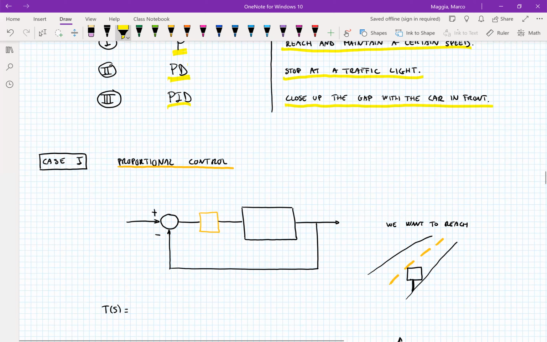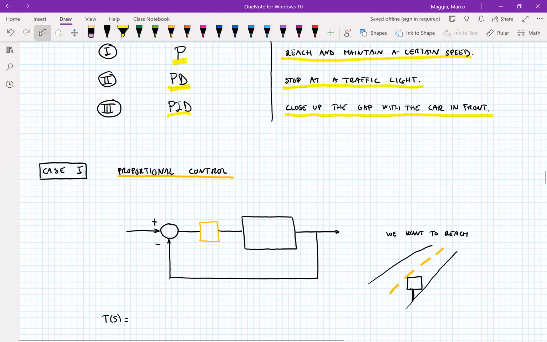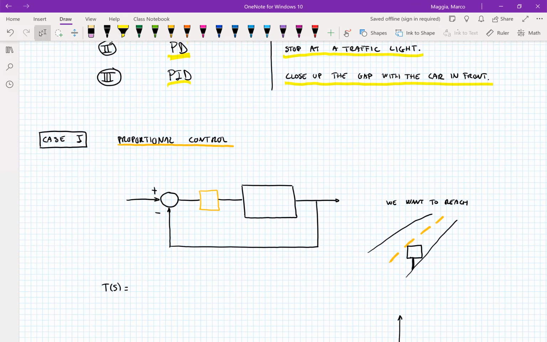But let's go back to case 1. So here, once again, let's review. The goal is to reach and maintain a certain speed. So we start at 0, and we want to get to a certain speed. Let's say we want to reach the speed limit that is 25 miles per hour.